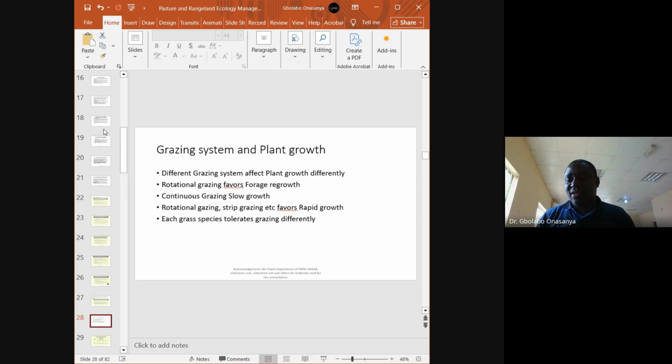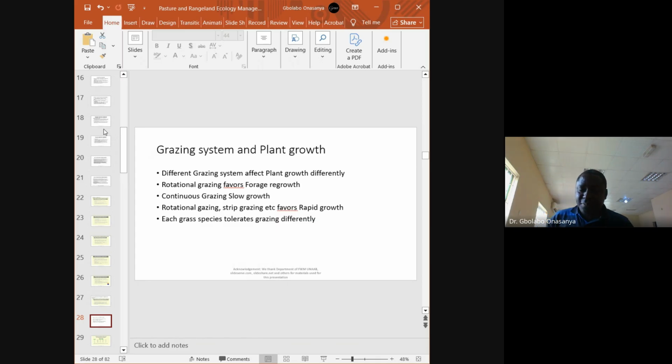You have not lost grasses to feed your animals with. So rotational grazing does not allow for exploitation or extraction of the grasses, overuse of grasses, overgrazing. So these are the ways where the grazing system affects plant growth.